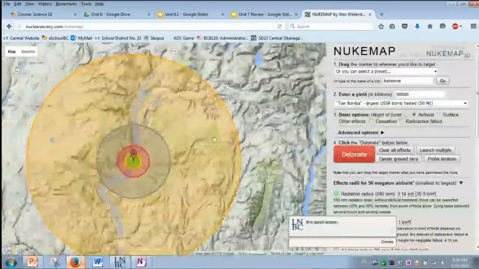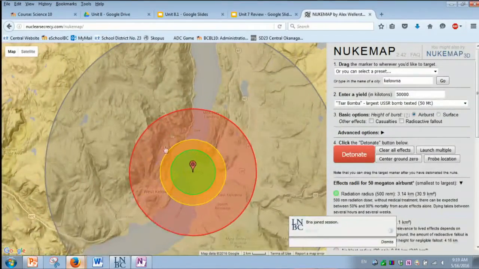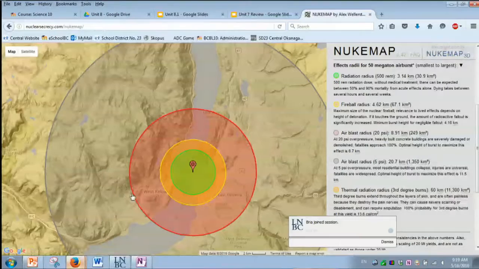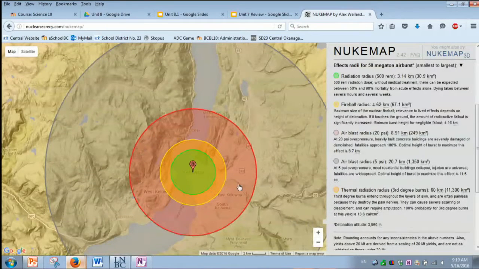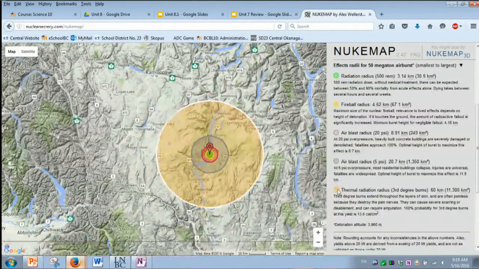So if we look at the devastation of something like that, the first one on the inside is the fireball, so that would be most of Kelowna. The air blast would knock over everything from West Kelowna up to McKinley Landing down to all of the Mission. All of Kelowna would be essentially knocked down.